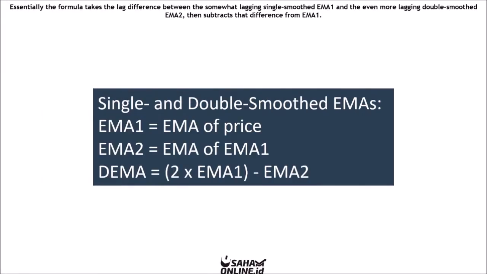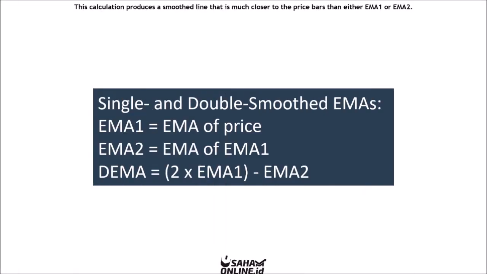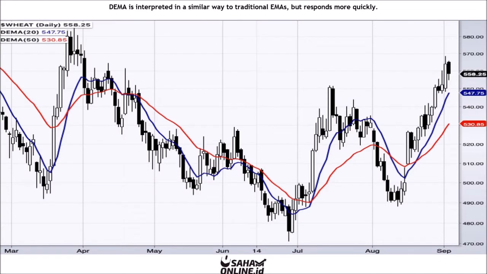Essentially, the formula takes the lag difference between the somewhat lagging single smooth EMA1 and the even more lagging double smooth EMA2, then subtracts that difference from EMA1. This calculation produces a smooth line that is much closer to the price bars than either EMA1 or EMA2. DEMA is interpreted in a similar way to traditional EMAs, but responds more quickly. Like other EMAs, it can be used to confirm a trend or spot a change in the trend.